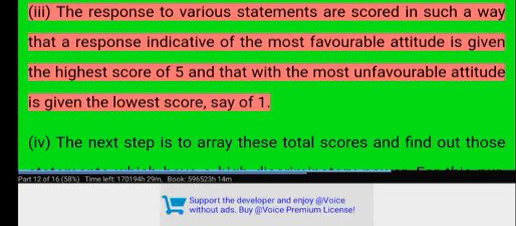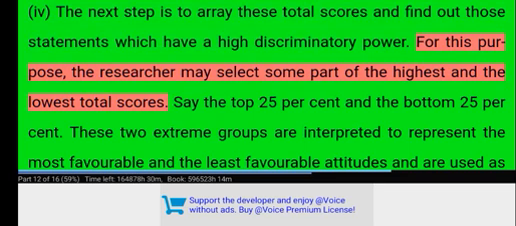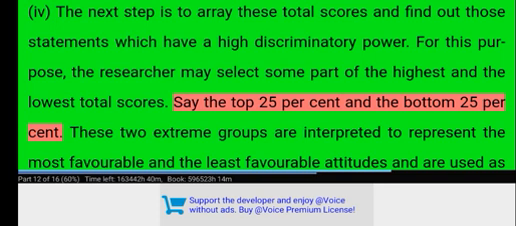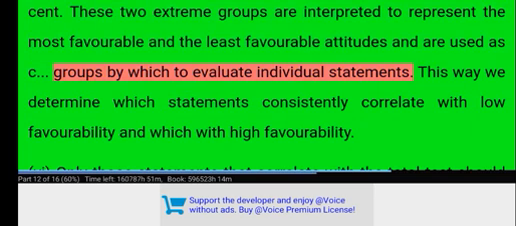III. The responses to various statements are scored in such a way that a response indicative of the most favorable attitude is given the highest score of 5 and that with the most unfavorable attitude is given the lowest score, say of 1. IV. The next step is to array these total scores and find out those statements which have a high discriminatory power. For this purpose, the researcher may select some part of the highest and the lowest total scores, say the top 25% and the bottom 25%. These two extreme groups are interpreted to represent the most favorable and the least favorable attitudes and are used as criterion groups by which to evaluate individual statements.